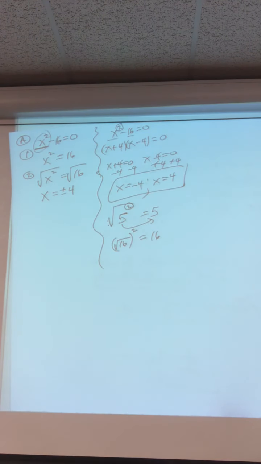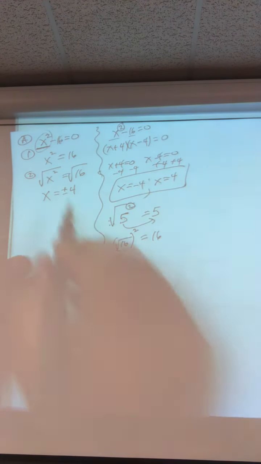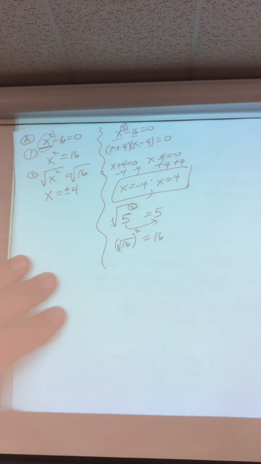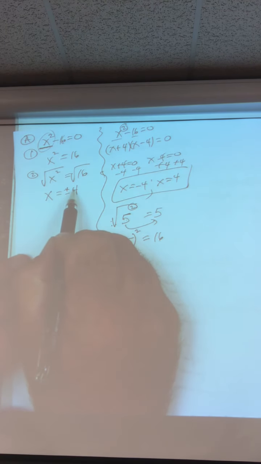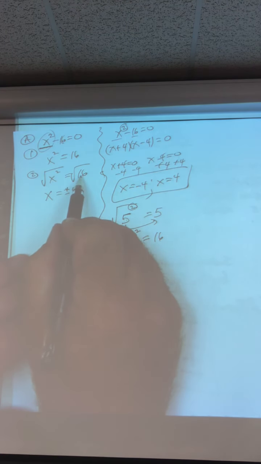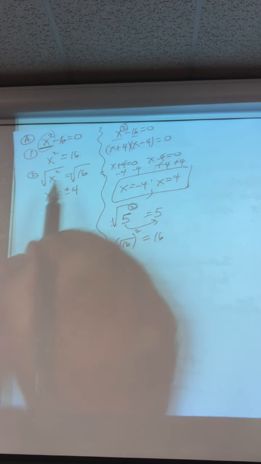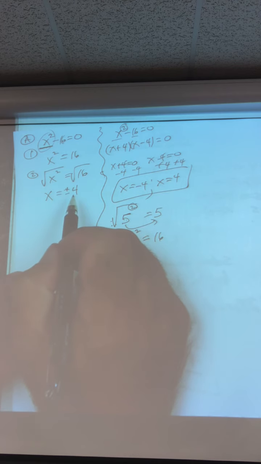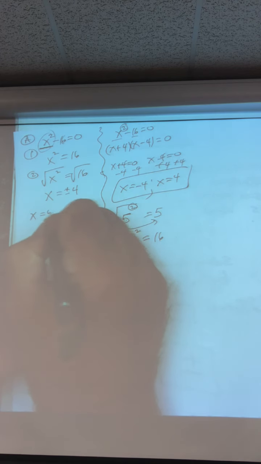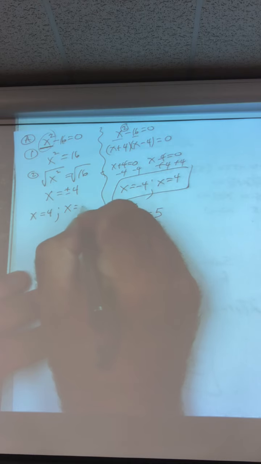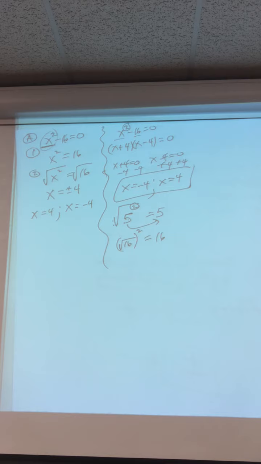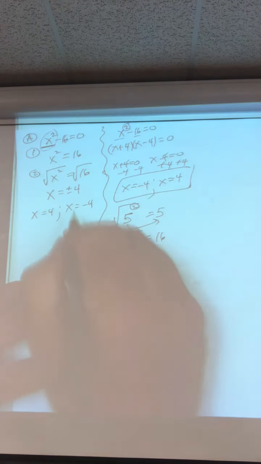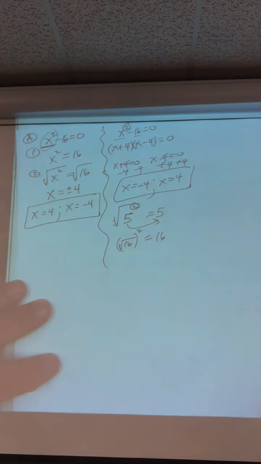Now let me explain why. When you take the square root of 16, why is it plus and minus 4? Because what is 4 times 4? It's 16. But what is negative 4 times negative 4? Isn't negative 4 times negative 4 16 also? So see, the square root of 16 really has two answers, a positive 4 and a negative 4. So there's two answers there.